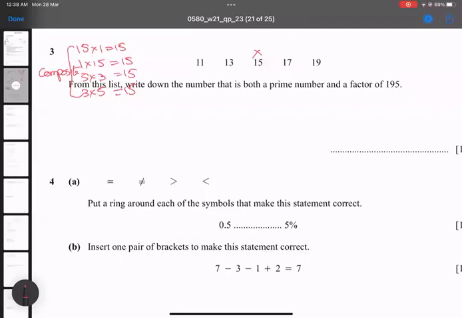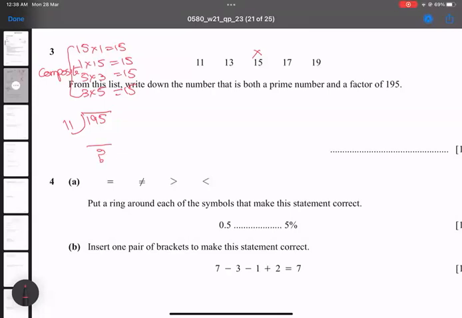Now check here. Which number is a prime number from this list? Let's write down the number that is both a prime number and a factor. Factor means completely divisible. For example, you can check by calculator. If I divide 195 by 11, I get a number that is not whole. I get something left behind. So it means not divisible completely.